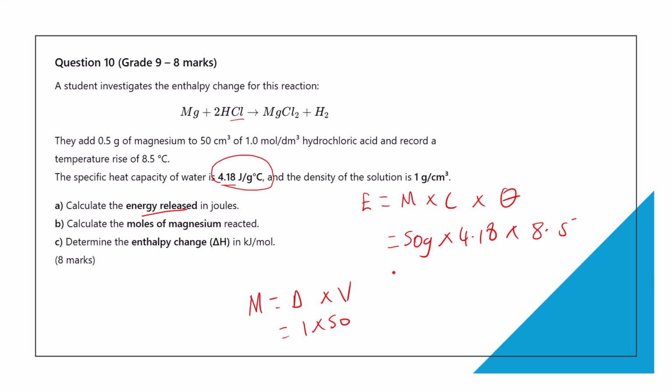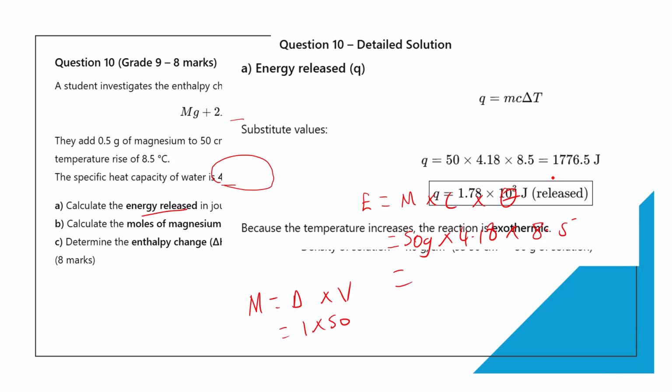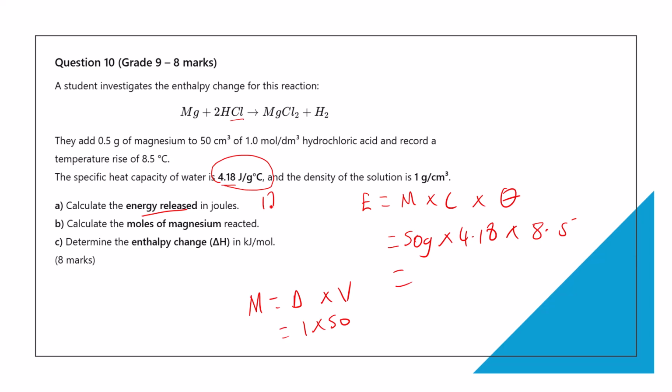So the energy is going to be 50 times 4.18 times 8.5, and that should give us 1776.5. So that will give us 1776.5 joules of energy. That's it. All right. Now, work out the moles of magnesium that reacted.